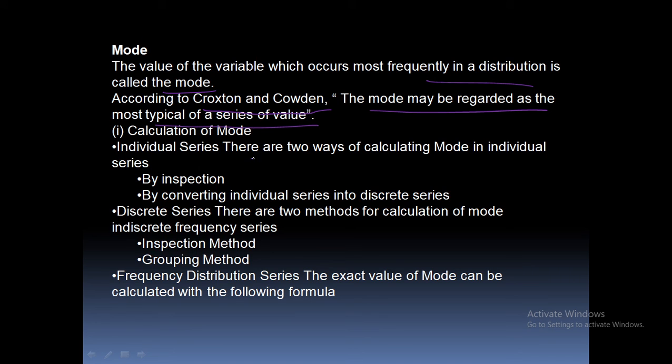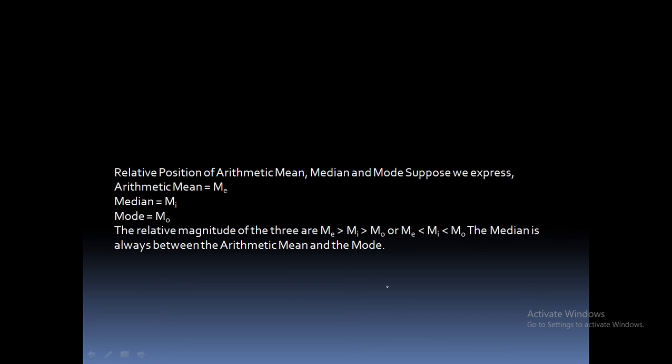Calculation of mode. In individual series, there are two ways of calculating mode: by the inspection method, and by converting the individual series into a discrete series. In discrete series, there are two methods for calculation of mode: the inspection method and the grouping method. In frequency distribution series, the exact value of mode can be calculated with the formula. Z is equal to L1 plus (F1 minus F0) over (2F1 minus F0 minus F2), multiplied by h.